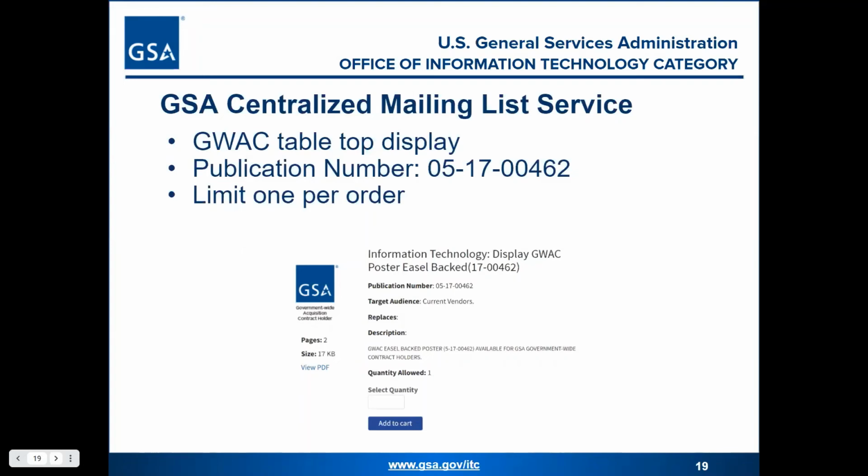Now, there is a publication number, as you see in this slide and the one before, like this one, 0517000462. That's a really easy way for you to search for that publication. So just keep that in mind. We've got some promotional material out there for you. As we go on in the contract, it's likely that we'll develop some more promotional material, and when we do, we'll send you an email and let you know that it's out there.